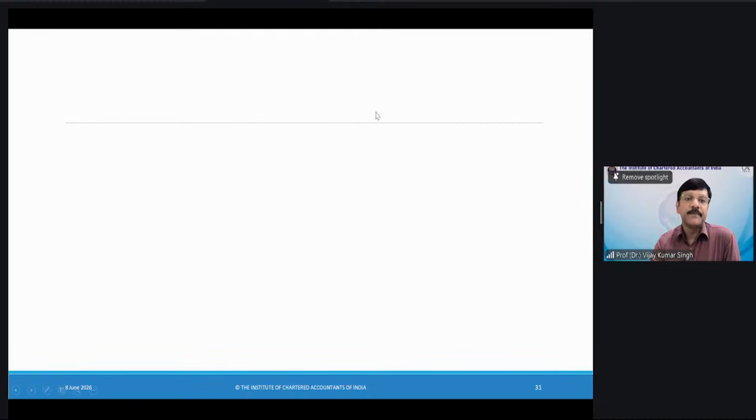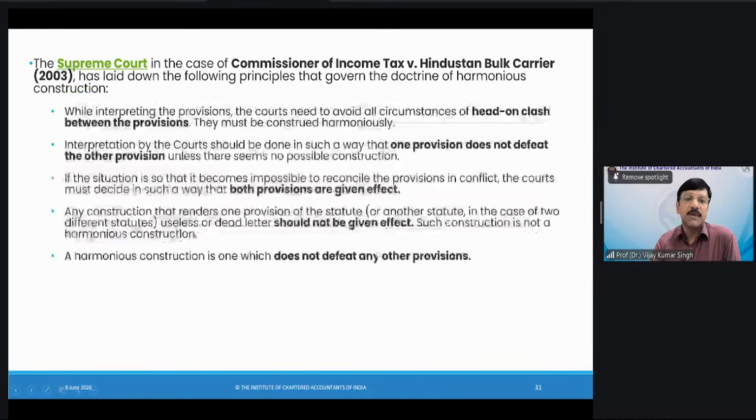Let us move further and talk about another case. This case is Commissioner of Income Tax versus Hindustan Bulk Carrier. Here the court laid down the doctrine of harmonious construction, and it said that while interpreting the provisions, the courts need to avoid all circumstances of head-on clash between the provisions. They must be construed harmoniously.